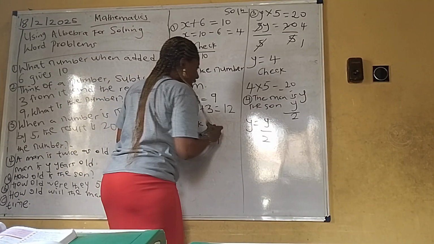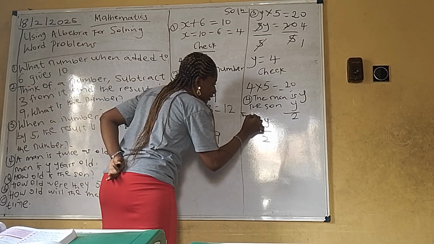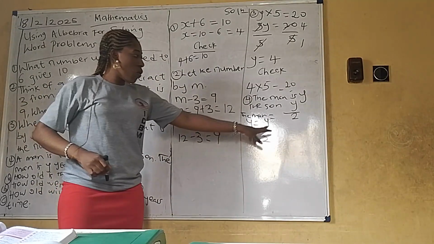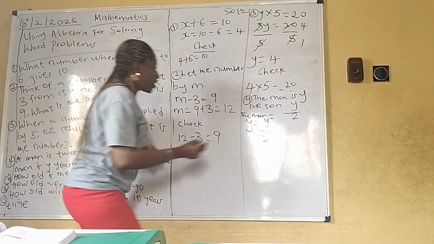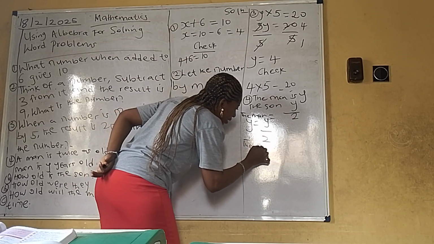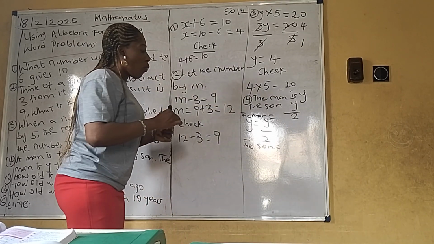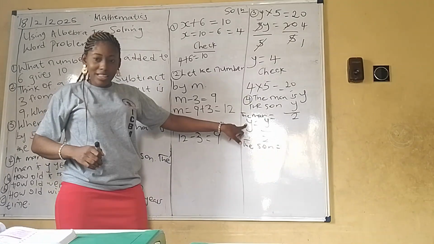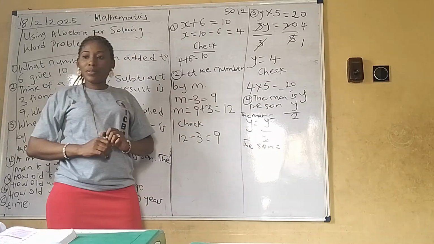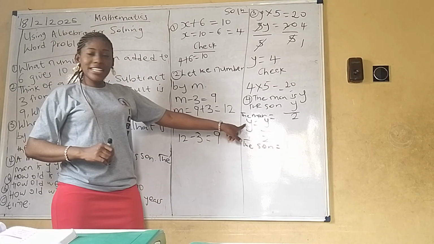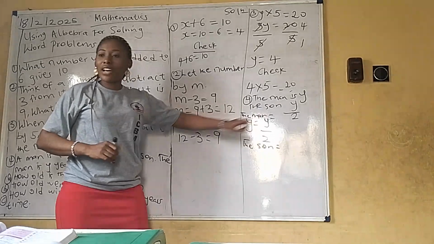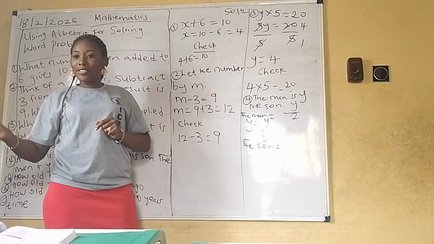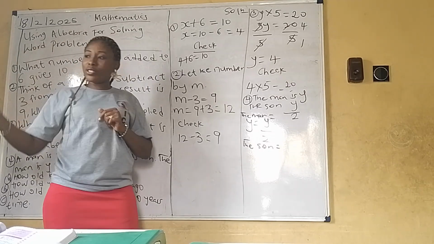This is the man's age now. This is for the man. The man is equals to 1/2. Then for the son is equals to what the man is. Sorry, this y is for the father. For the son, it is 1/2. The father's age is equal to half of whatever the son is. The son's age is equal to twice of whatever the father's age is.